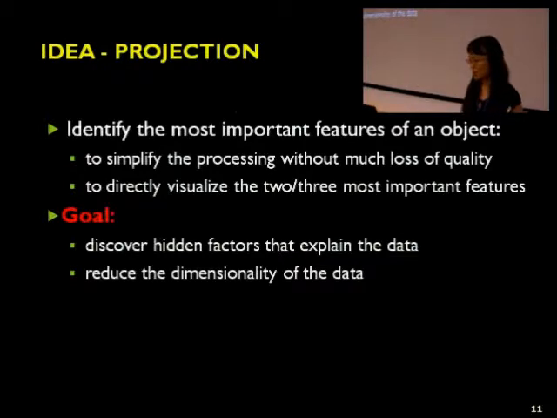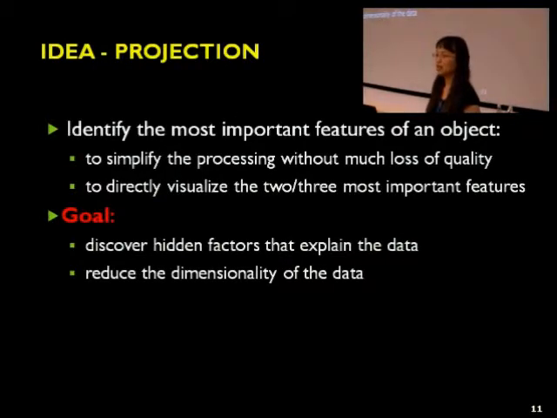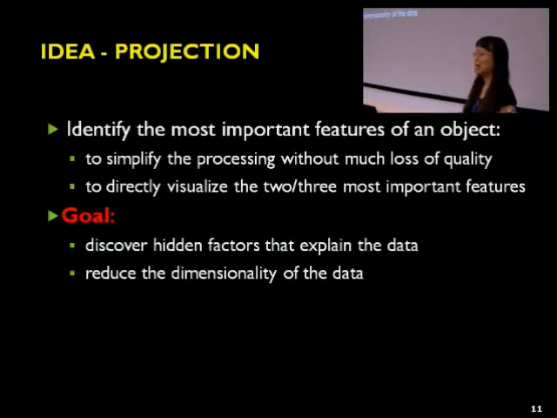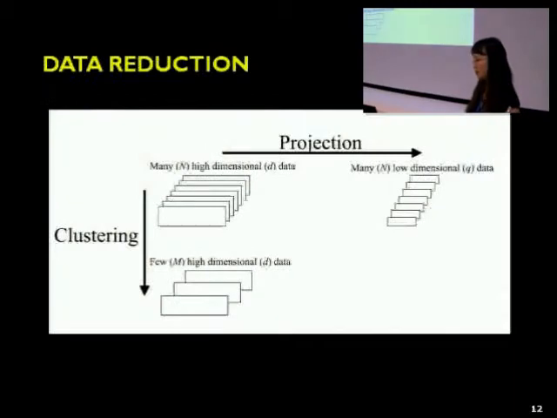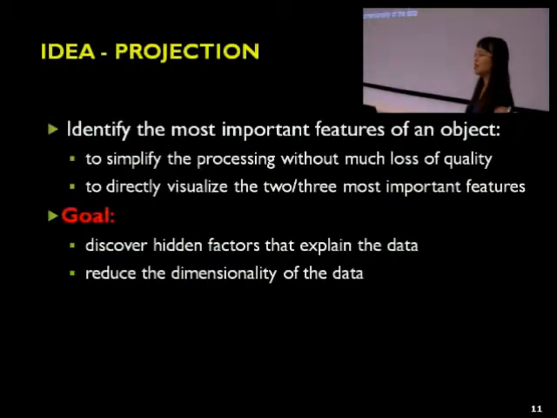So people came up with this idea of projection. You can reduce the dimensionality, or focus on only a subset of dimensions in your data to look for interesting patterns. The essential idea is to simplify the process without much loss of quality. And sometimes when you do visual embedding of your data, this allows you to directly visualize the 2 or 3 most important features in your data. The goal is to discover hidden factors that explain the data and reduce the dimensionality.